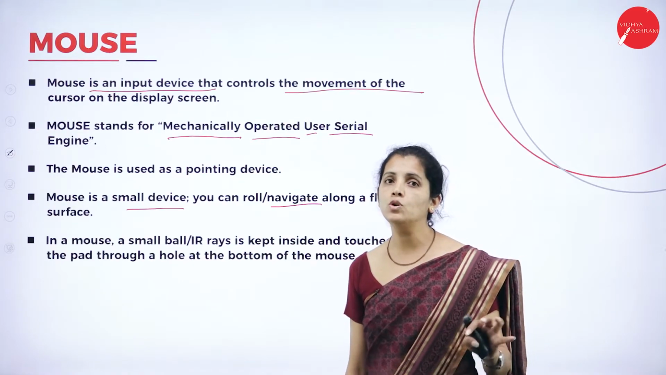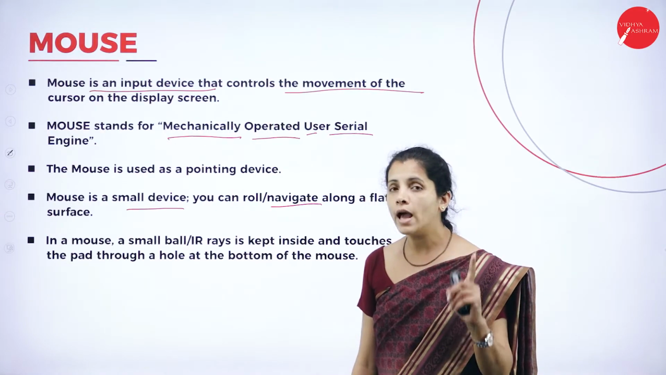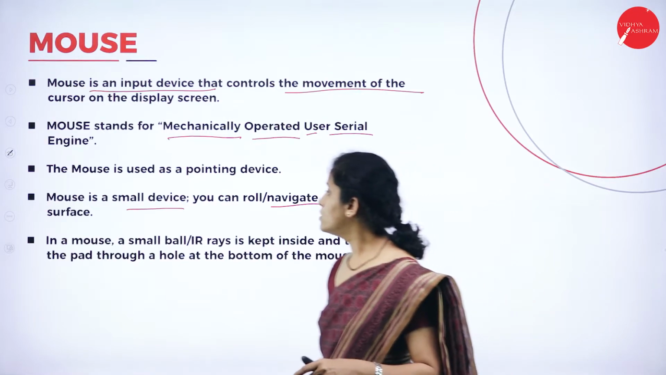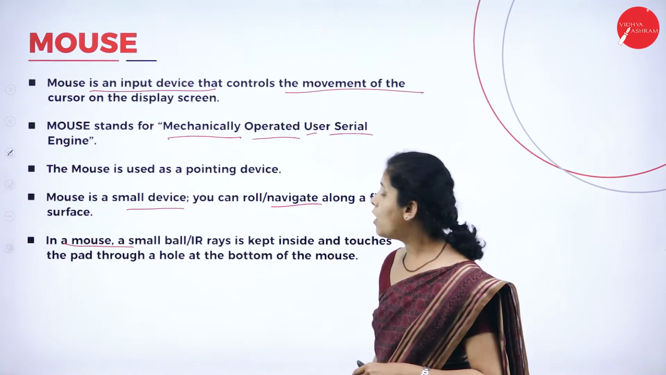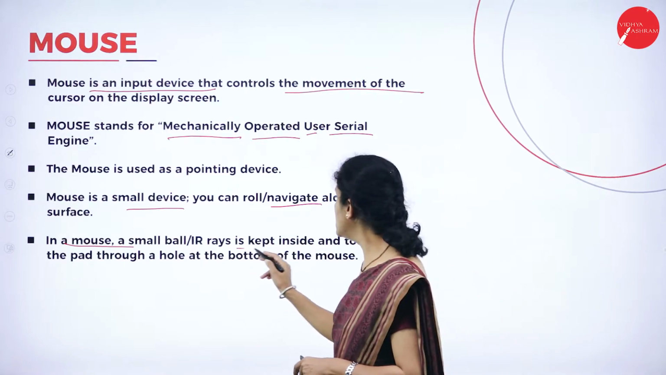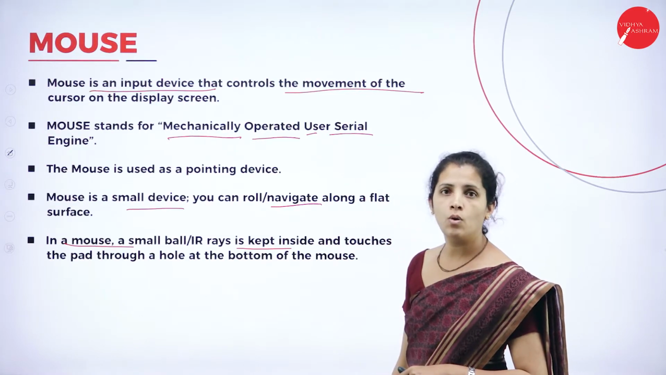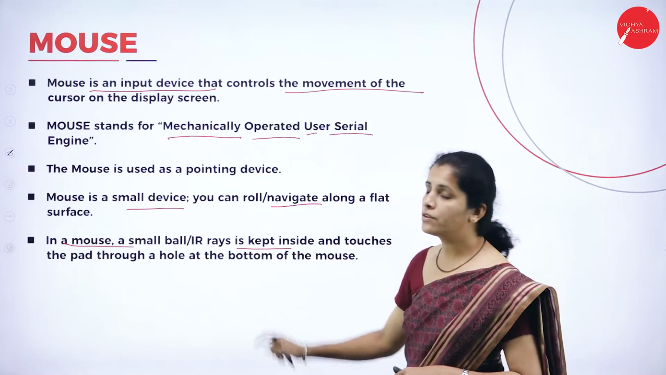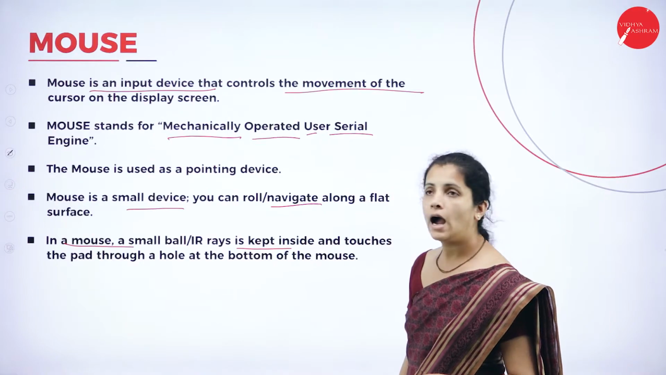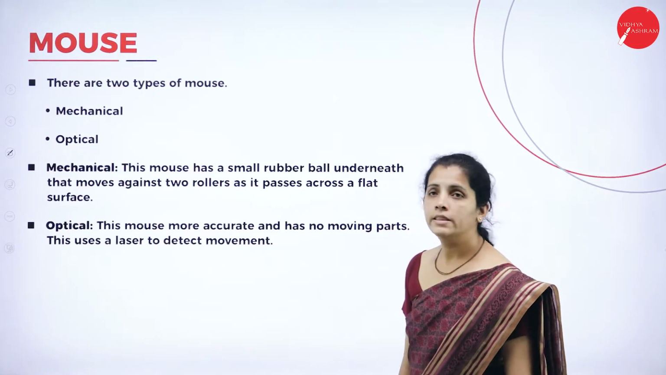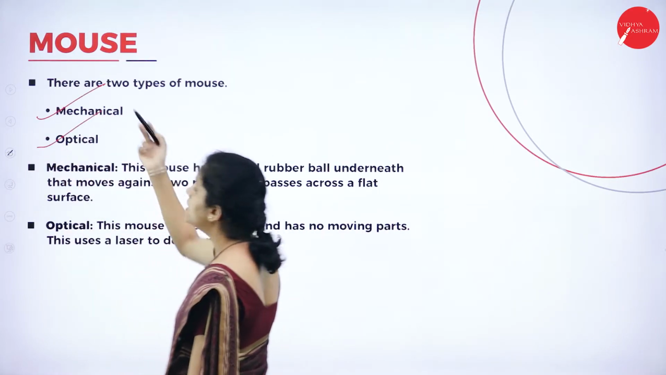Suppose I want to move the mouse, what do I require? A flat surface. In a mouse, a small ball or IR ray is kept inside and touches the pad through a hole. Most mice use a small ball or IR ray. There are two types of mouse, that is mechanical mouse and optical mouse.